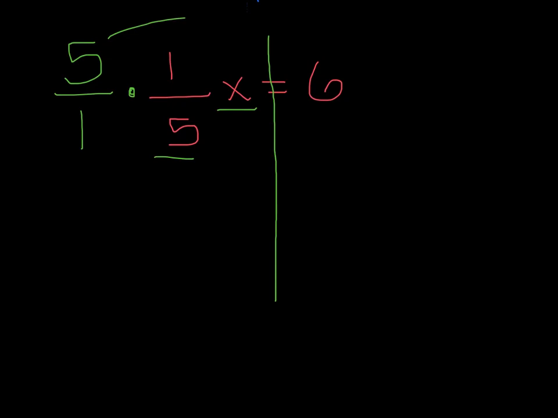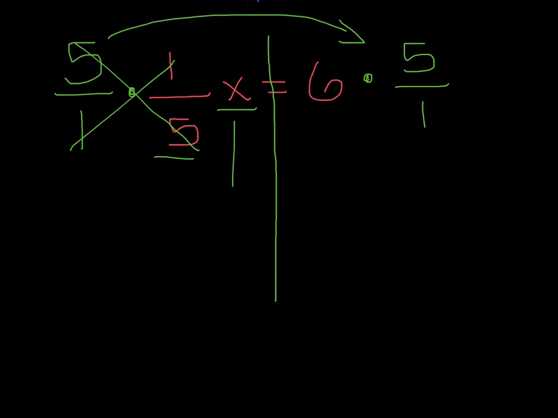If I do to one side, I have to do to the other. Okay, this cancels, that cancels. I drop down the x. X will equal 6 times 5, which is 30, divided by 1, still 30.